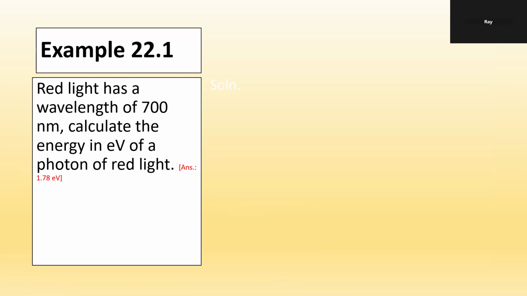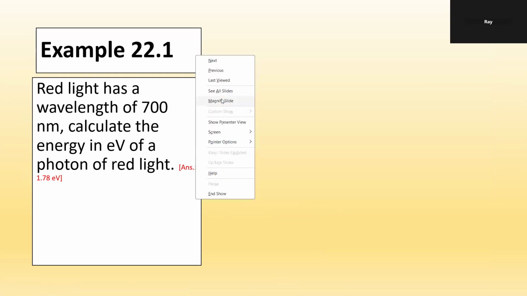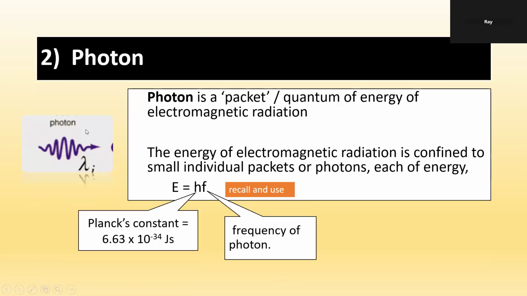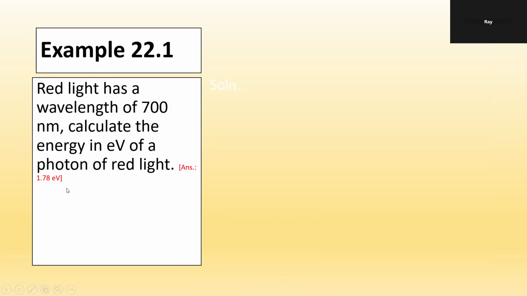Red light has a wavelength of 700 nanometers. Calculate the energy in electron volts of the photon in the red light. Use this formula only. Are you familiar with using the formula?